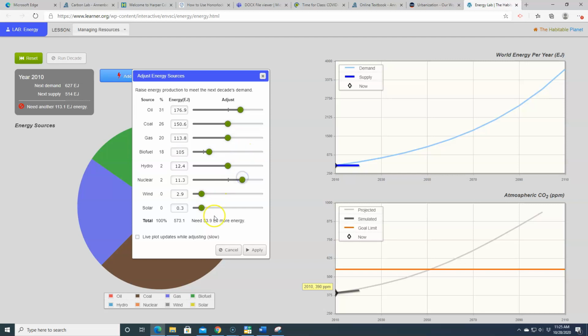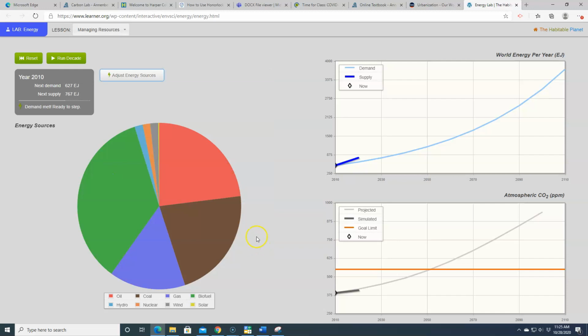I could do that. But you'll notice every time I adjust a slider, the amount of energy that we need goes down. So what I need to do is get to 0. I'm just playing with it here. You can adjust it in any way that you want. And then, yay, I met the demand, so I have enough of that energy. So I'm going to hit the apply button.